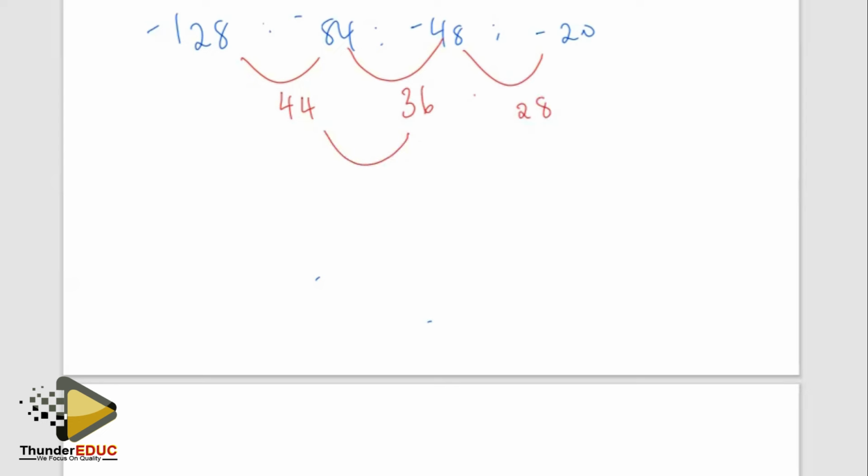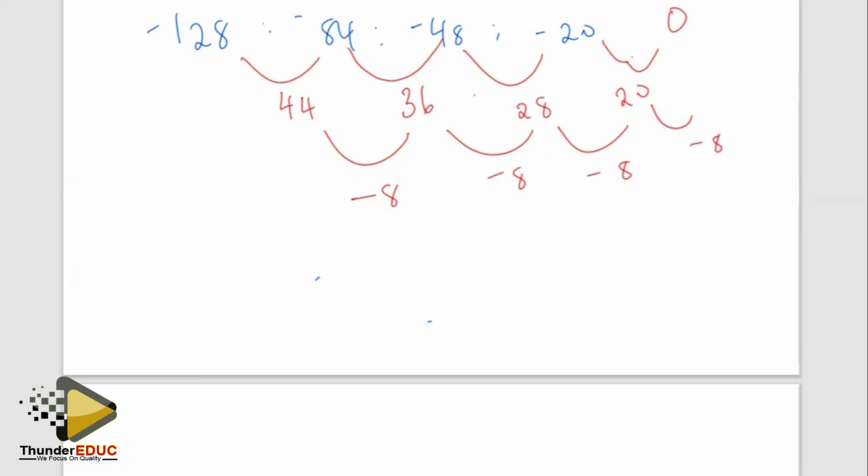So what's going on here? I'm seeing it's a decrease in this case. 36 minus 44 is a minus 8. Then 28 minus 36 is also a negative 8. So if we subtract 8 there, that's going to be a 20. Negative 20 plus 20 is a 0.